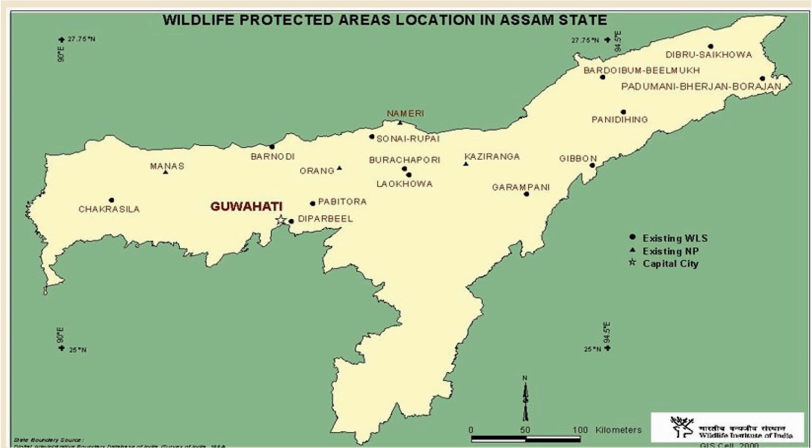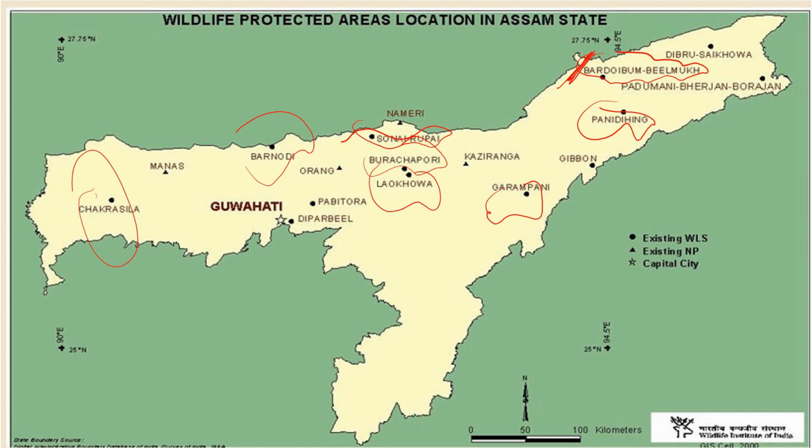Let us see the location in the map of Assam. Assam has certain other important wildlife sanctuaries and national parks also. So let's see the locations. The one is Chakrashila Wildlife Sanctuary. Then another wildlife sanctuary is Barnodi, Sonai Rupai, then Gurachapuri, Laukhova, Garam Pani, Pani Dihing, Bodoi Bilmuk. यही वाली सेंचुरी है जो इसमें significant decline हुआ है.